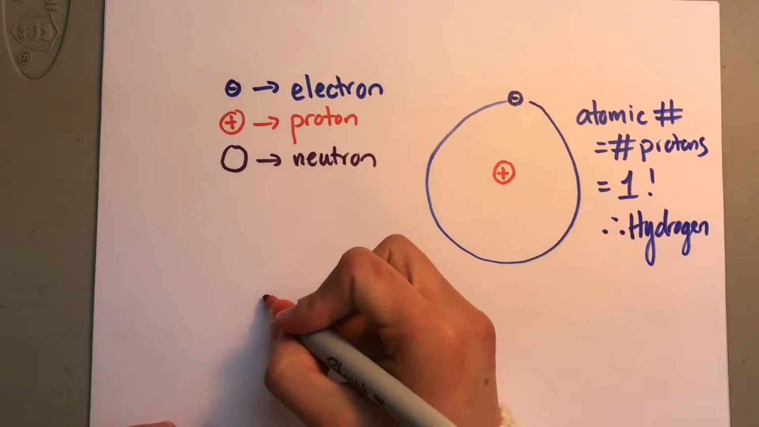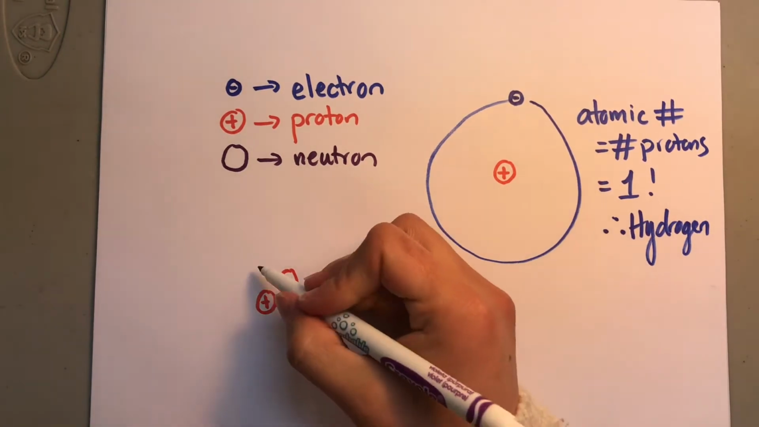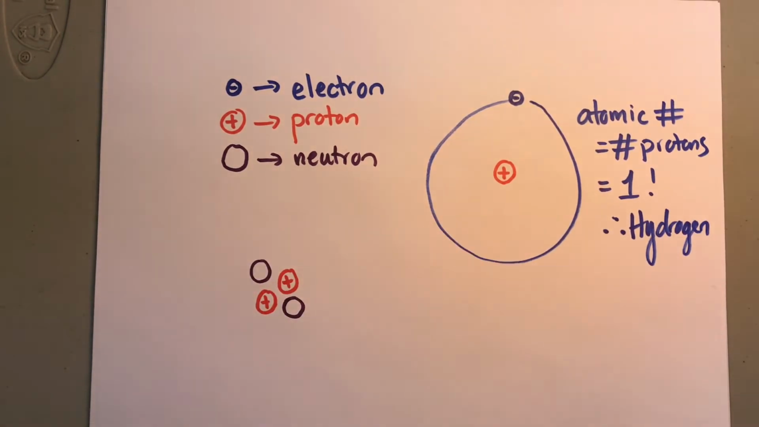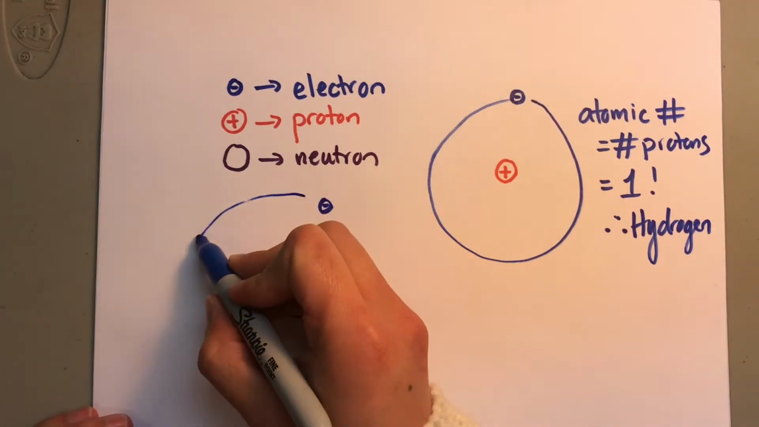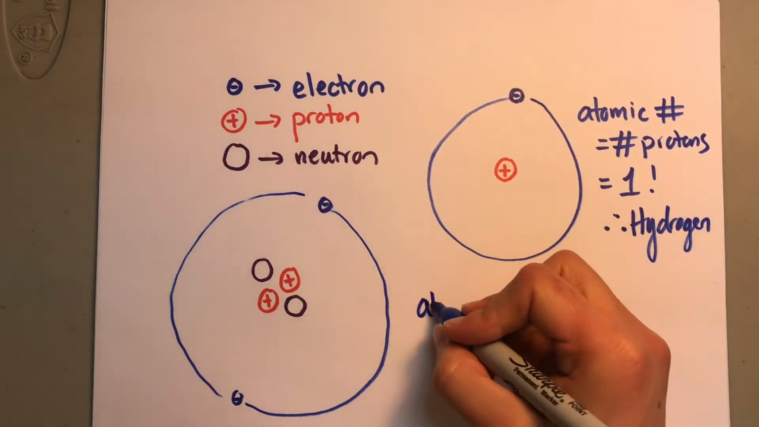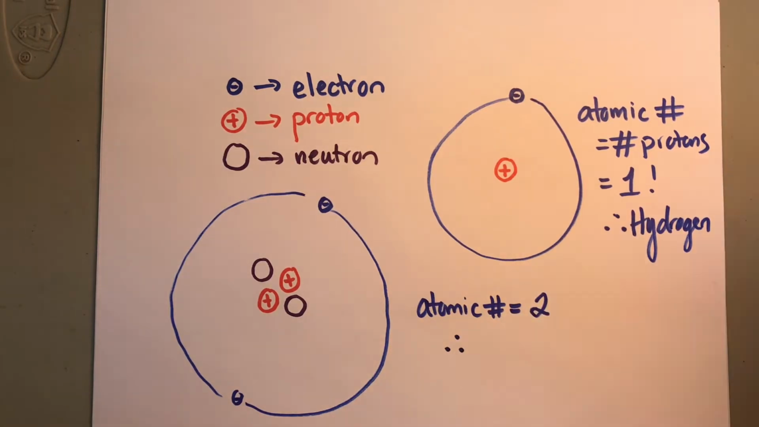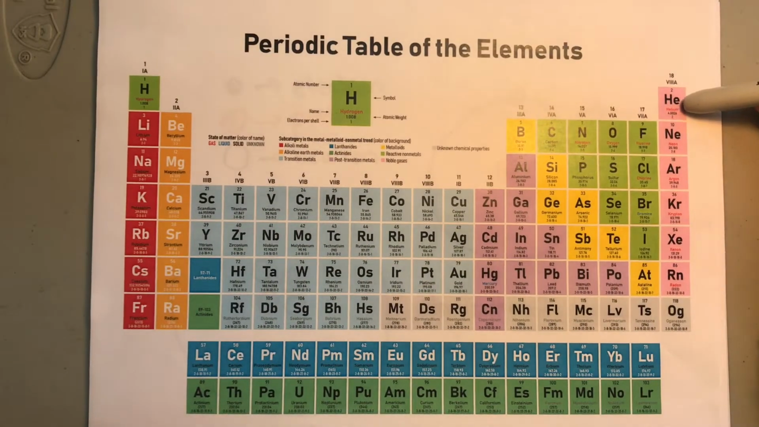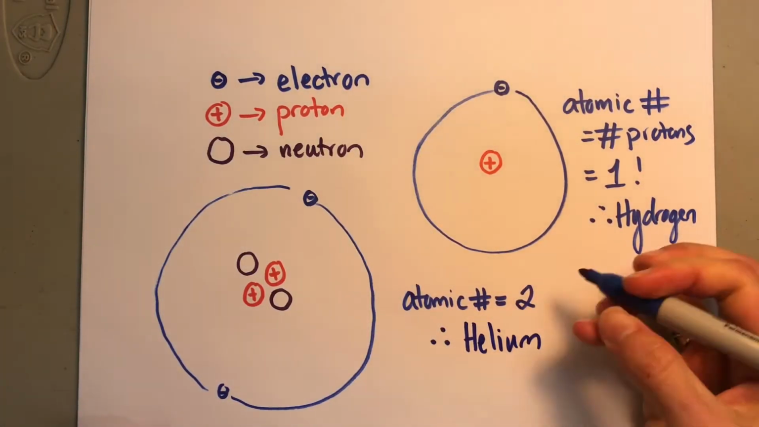So let's say I draw another picture. This time I draw these two plus sign orange ones, and then I have these two purple guys, and then on the outside I have two blue ones that are kind of orbiting around. In this case, the atomic number here is going to be 2. So if I look on the periodic table and I look for 2, I see that it's helium. So this is a helium atom.